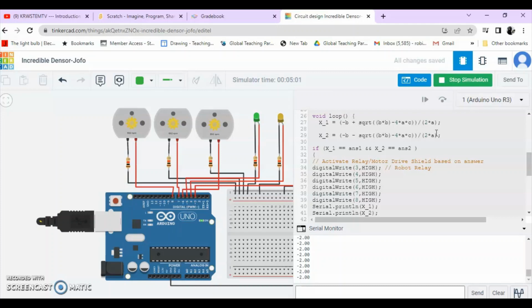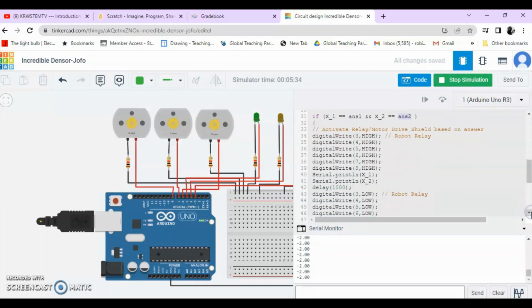So based on the result of this calculation, I can allow my computer, or my device, to automate my circuit for me. Under the if statement: if x1 is equal to answer 1 and x2 is equal to answer 2. Answer 1 is what the student calculated and placed in their books, and answer 2 is the next root that the student will calculate as well. Once the student's calculation matches the computer's calculation, I'm going to write this line of code. Alright, so that's ideal.